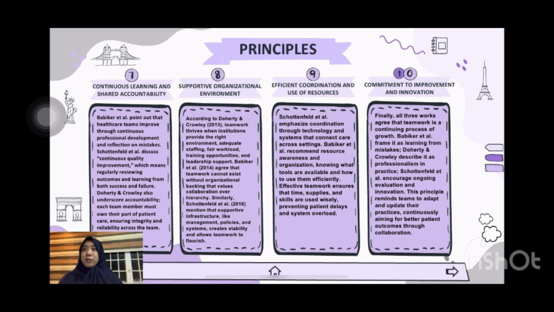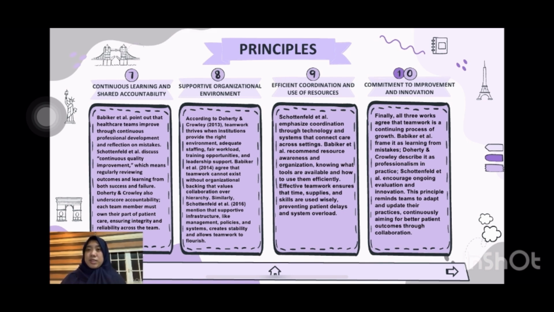10. Commitment to improvement and innovation. Finally, all three works agree that teamwork is a continuing process of growth. Baker and colleagues frame it as learning from mistakes. Hurt and Crowley describe it as professionalism in practice. Scott and colleagues encourage ongoing evaluation and innovation. This principle reminds teams to adapt, update their practices, and continuously aim for better patient outcomes through collaboration.